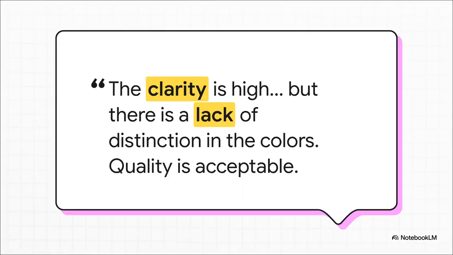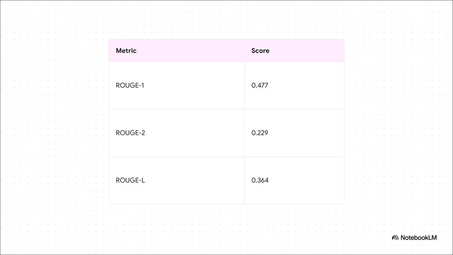This is a critique generated by the AI. It's pretty amazing, right? It points out the good stuff, like high clarity, but it's also honest about the flaws, like the lack of distinction in the colors. It sounds almost human. Of course, I couldn't just feel like it was working, I had to prove it. So I measured its performance using a metric called ROUGE. It basically compares the AI's generated text to the original human descriptions to see how similar they are. And these scores showed me, yep, it was definitely on the right track. It was learning to speak the language.